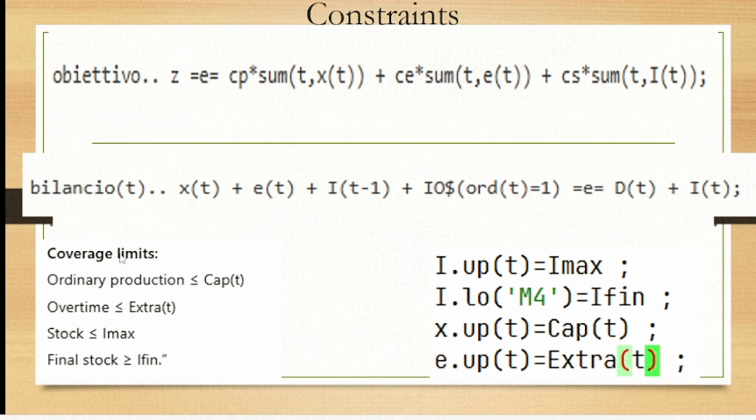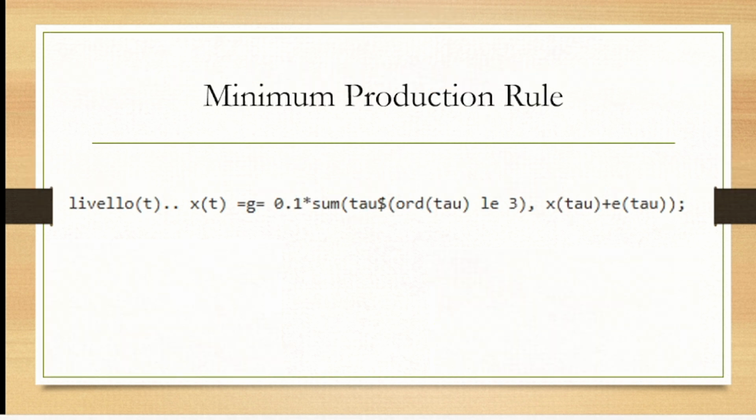And then here we have the bounds. We have capacity limits. These are: the ordinary production must be less or equal to the cap, the overtime less or equal to the extra T, stock less or equal to Imax, and final stock greater or equal to Ifin. Then we have the minimum production rule. Ordinary production each month must be at least 10% of the total production of the first 3 months. This guarantees a base production level each month.